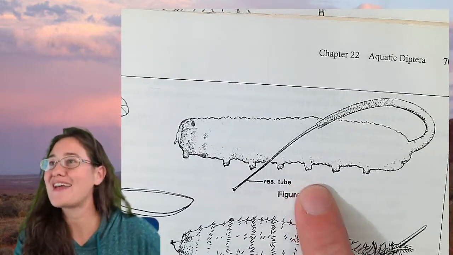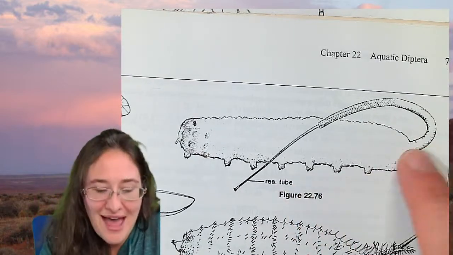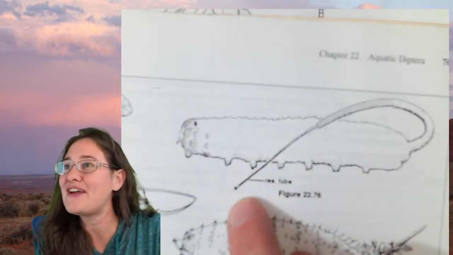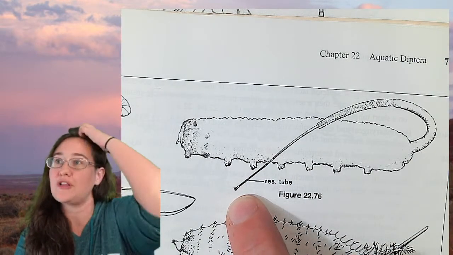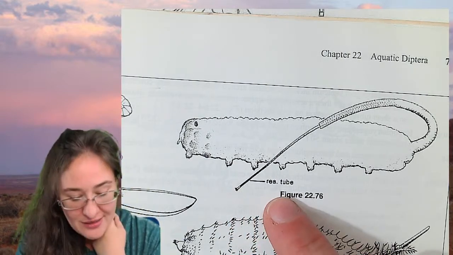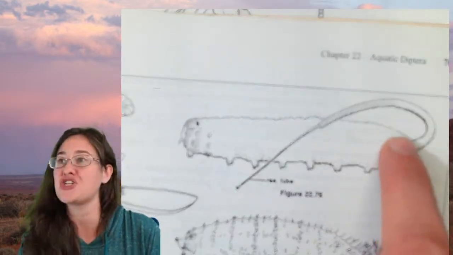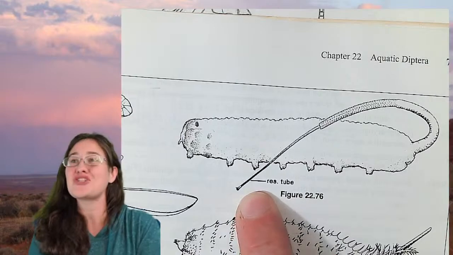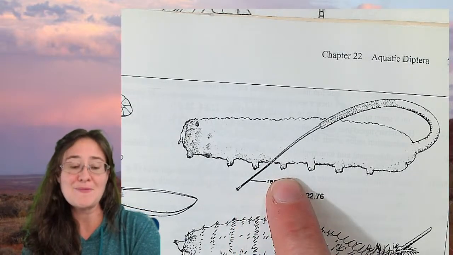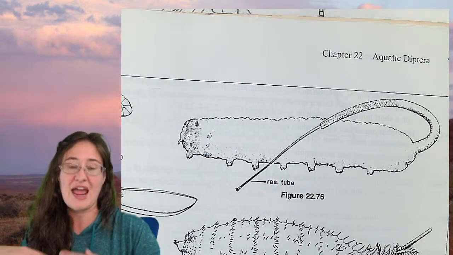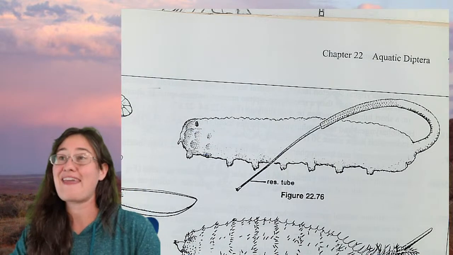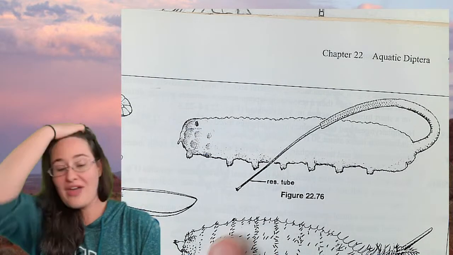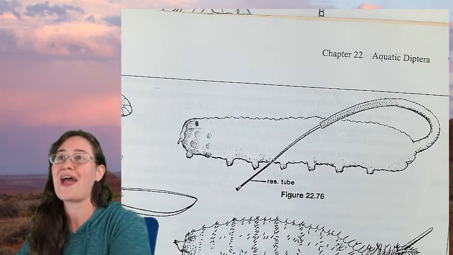That is a rat-tailed maggot. And at the very, very end of this really long tail, that's where the spiracle is. It looks like they're calling this a respiration tube, so it's essentially a snorkel. They hang upside down, and because they live in absolutely filthy, disgusting water, they can't breathe underwater. So they have to hang from this tube as they are breathing.